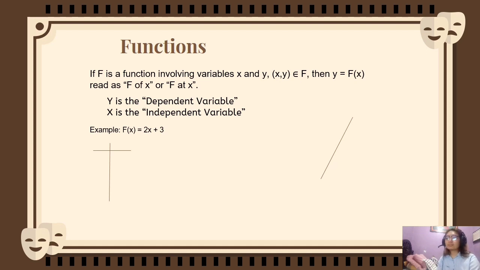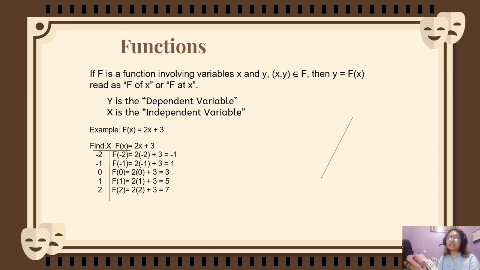Example 1. F of x is equal to 2x plus 3. Find f of x. Ano nga ba yung mga hinahanap natin sa find x? Andyan yung given na negative 2, negative 1, 0, 1, and 2. Dito muna tayo sa umpisa. F of negative 2: 2 times negative 2, sinubstitute na natin siya kay x. 2 times negative 2 is equal to negative 4 plus 3 is equal to negative 1.